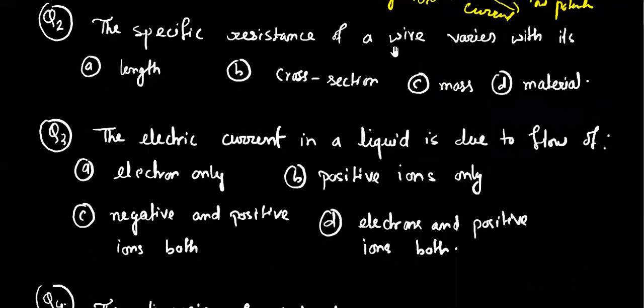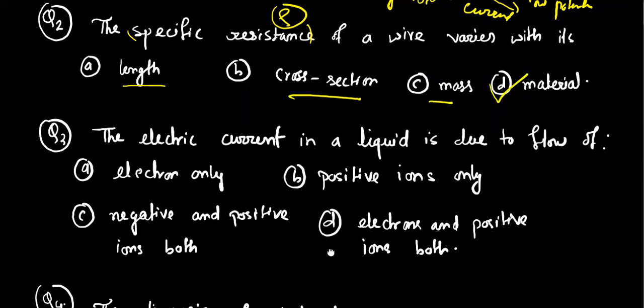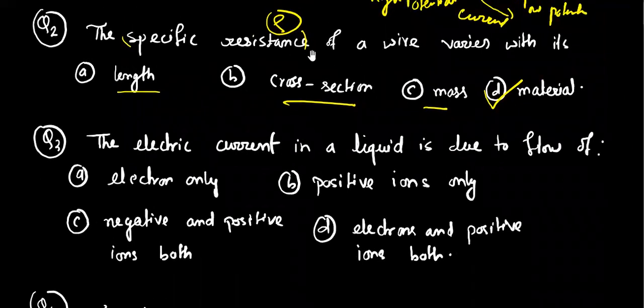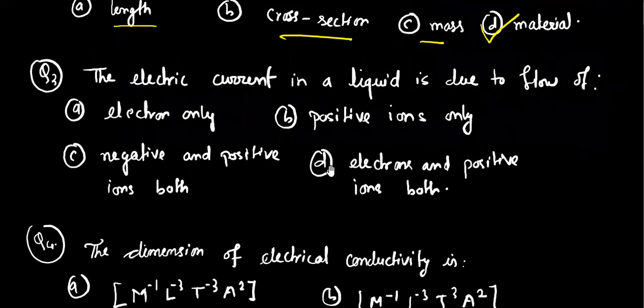The specific resistance of a wire varies with its length... sorry, the specific resistance of a wire varies with its. So specific resistance here represents the resistivity, and as we know, resistivity is independent of length, cross section area, and mass, but it depends upon the material. Okay, so specific resistance भनेको resistivity हो जुन material मा मात्र dependent हुन्छ, हामीलाई थाहा छ.